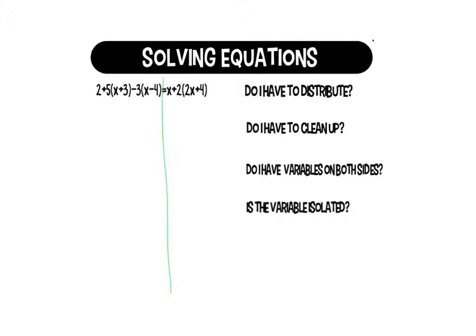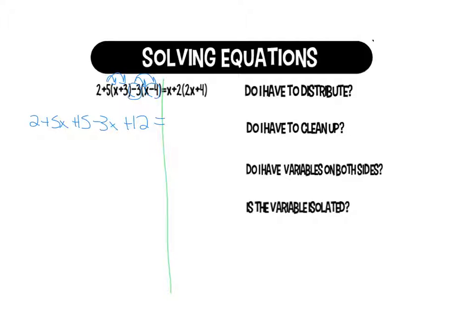First step, distribute. I see distributive property here. Remember, that's a number outside parentheses, and here and here. So I'm going to copy the 2. I'm going to distribute this 5. 5 times x is 5x. 5 times 3 is 15. Then I'm going to distribute, this is a negative 3. Negative 3 times x is negative 3x. Negative 3 times negative 4 would be positive 12.